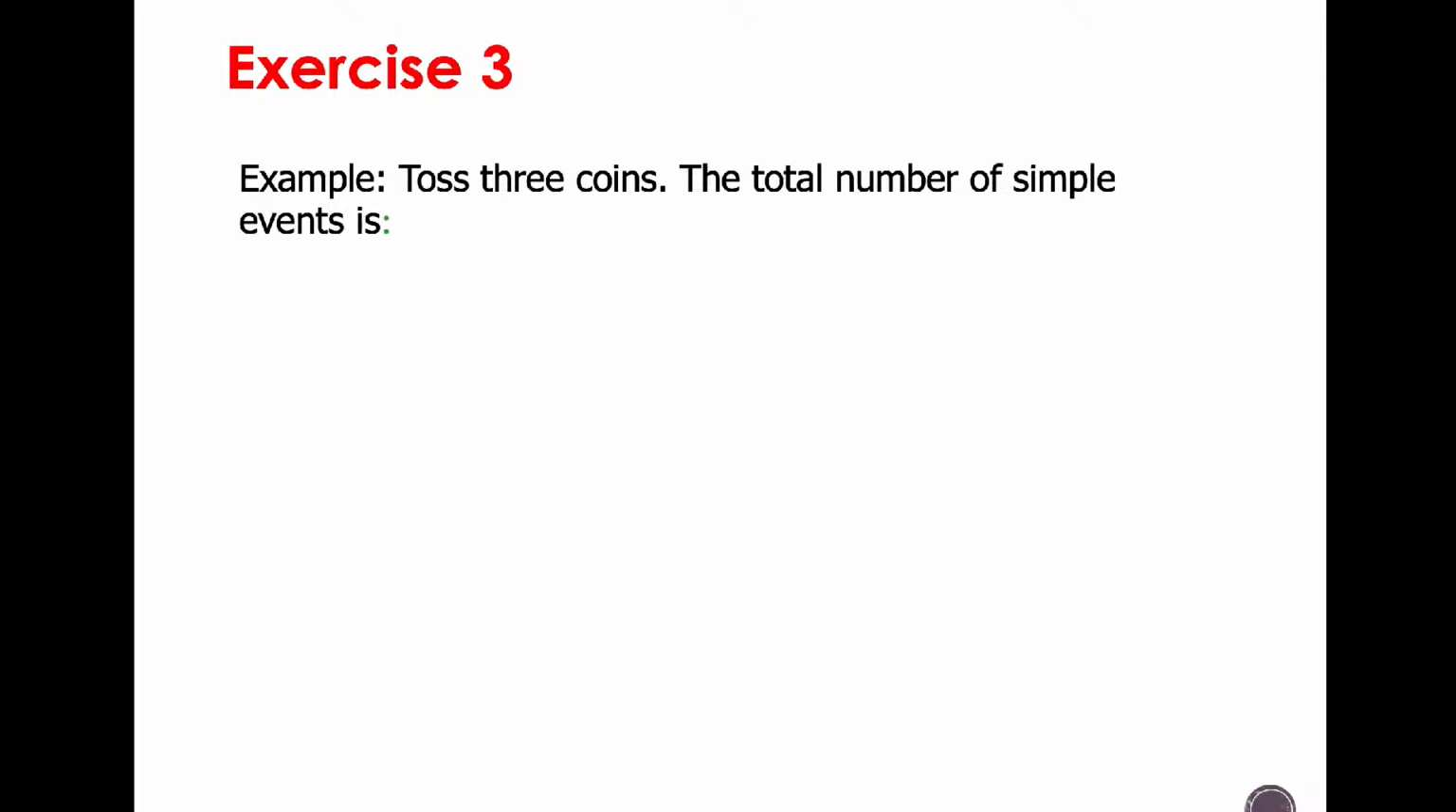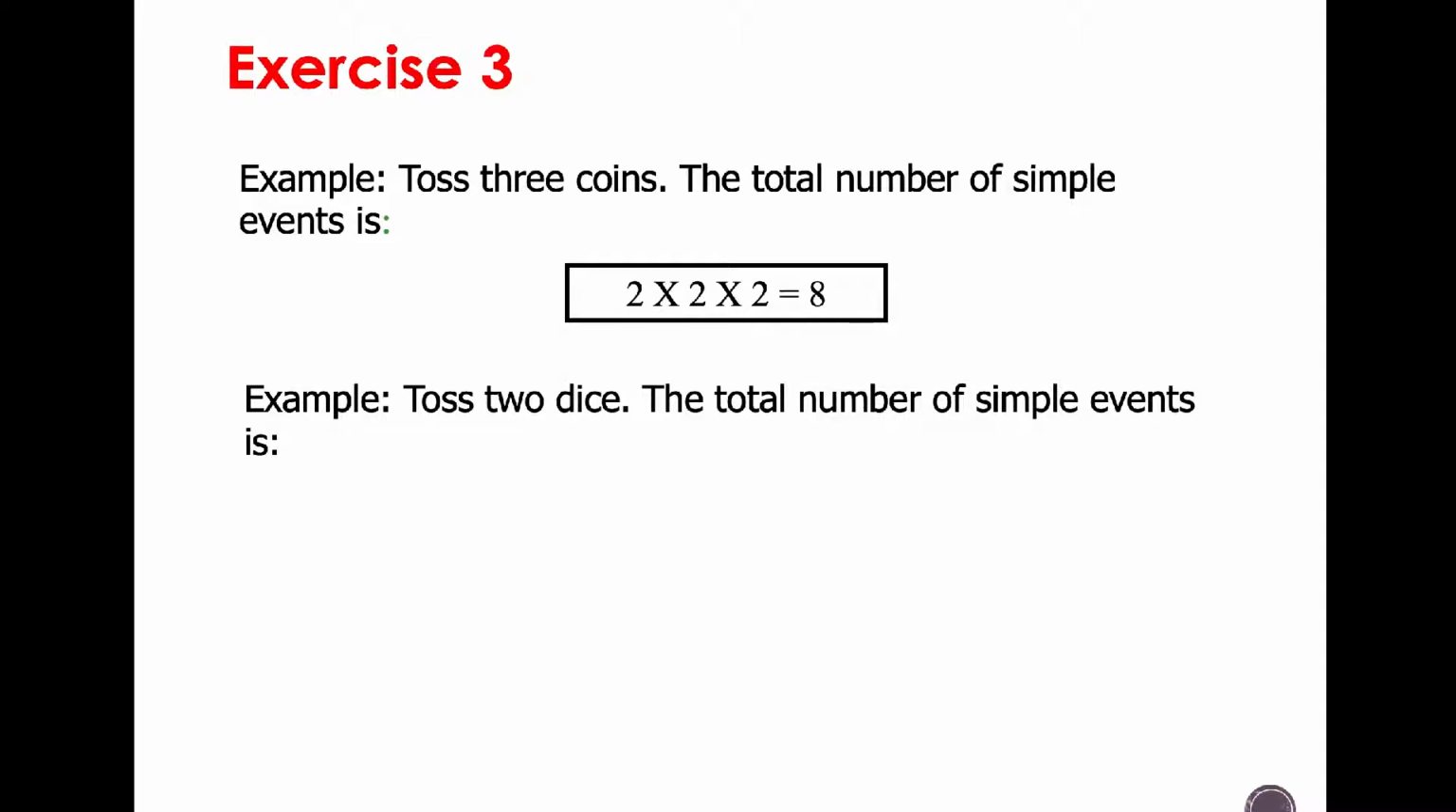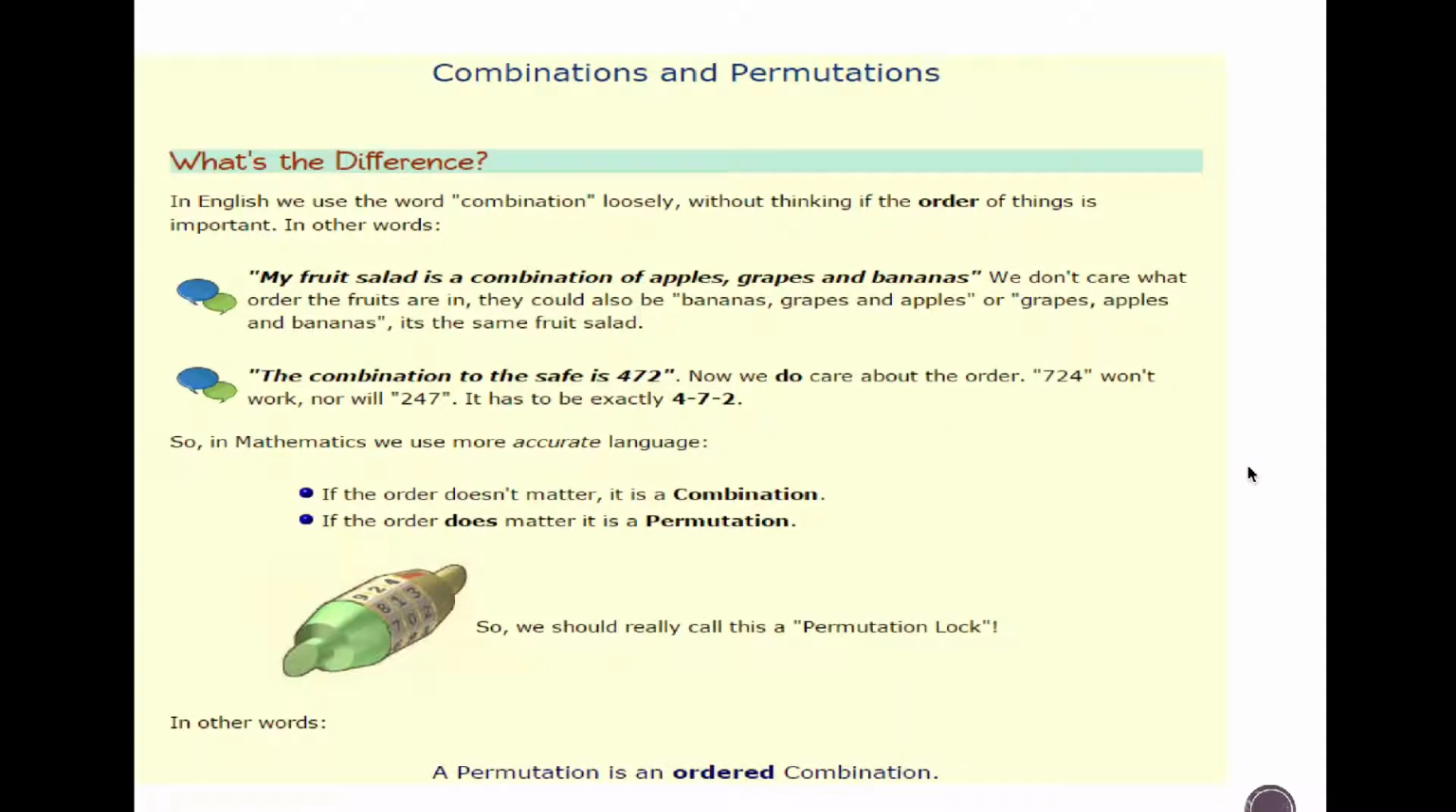Toss 3 coins. The total number of simple events is 2 times 2 times 2, which is 8. Example: toss 2 dice. The total number of simple events is 6 times 6, because there are 6 surfaces on a die.